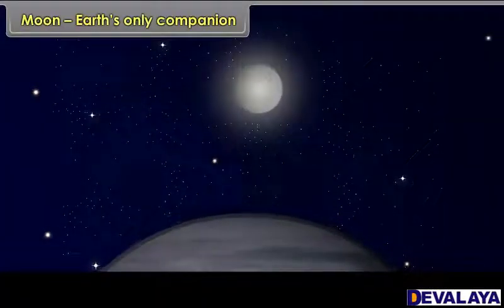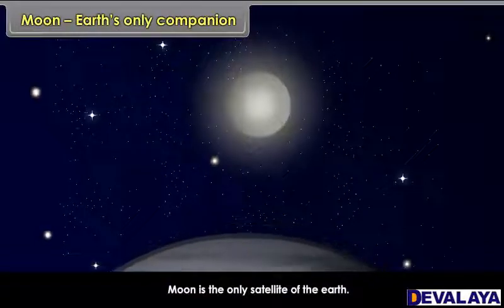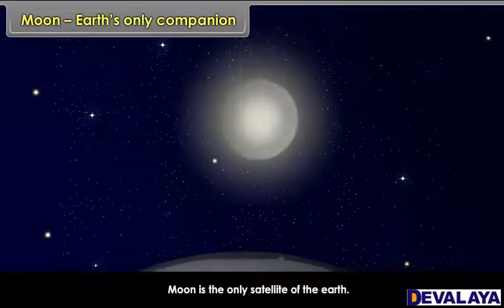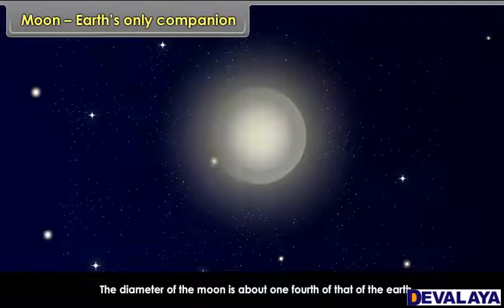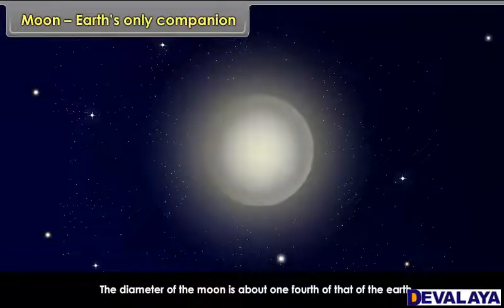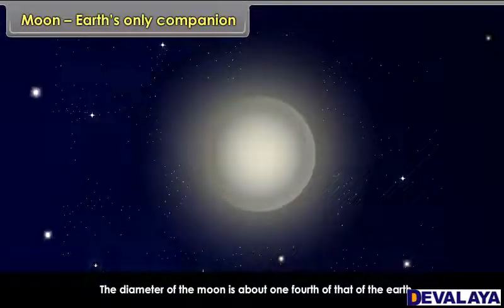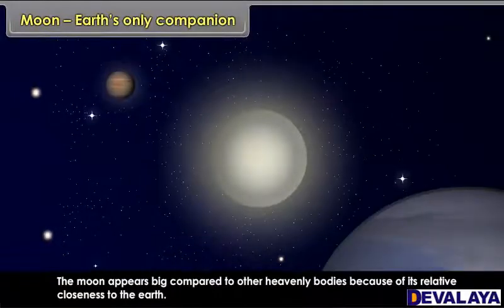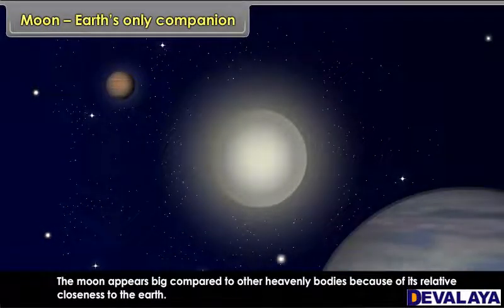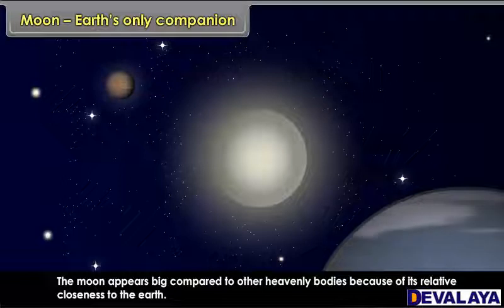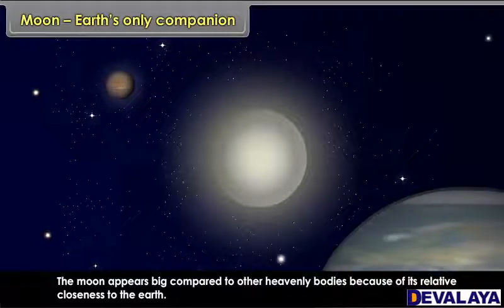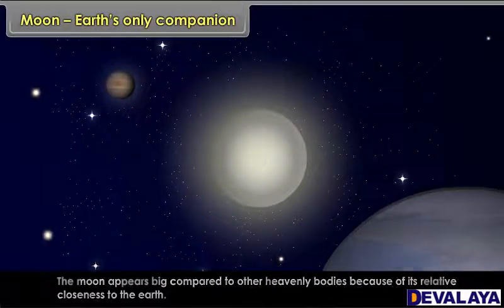Moon is the only satellite of the Earth. The diameter of the Moon is about 1/4 of that of the Earth. The Moon appears big compared to other heavenly bodies because of its relative closeness to the Earth. The Moon reflects light from the Sun.